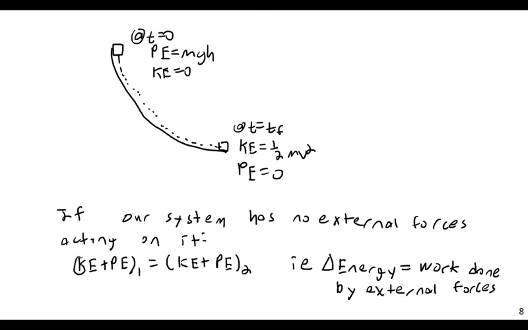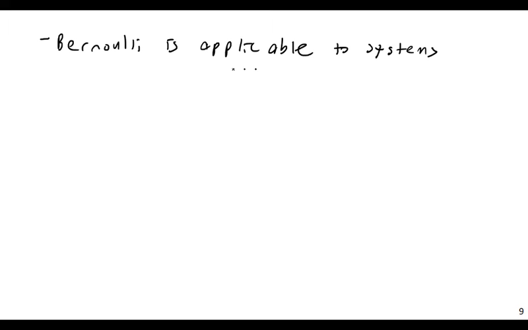So if there's any change in energy, it's going to be caused by work done by external forces. And in our case, that can be a few things. So this is really going to be the basis for Bernoulli. I'll work through its first applications on Friday, but I will just say Bernoulli is applicable to systems with no exchange of energy, with no overall change in energy.